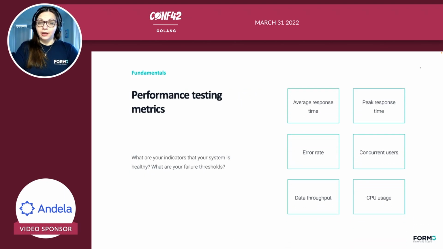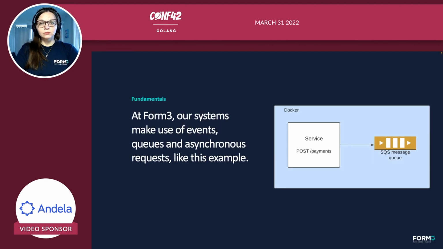Before you run your tests, it's important to have monitoring in place and agree what your failure thresholds should be. You can see some common things to monitor on this slide, such as average response time, error rate, or CPU usage, which are important indicators that can show you whether your system is healthy. These important metrics should therefore be monitored and alerted on before you write your tests.